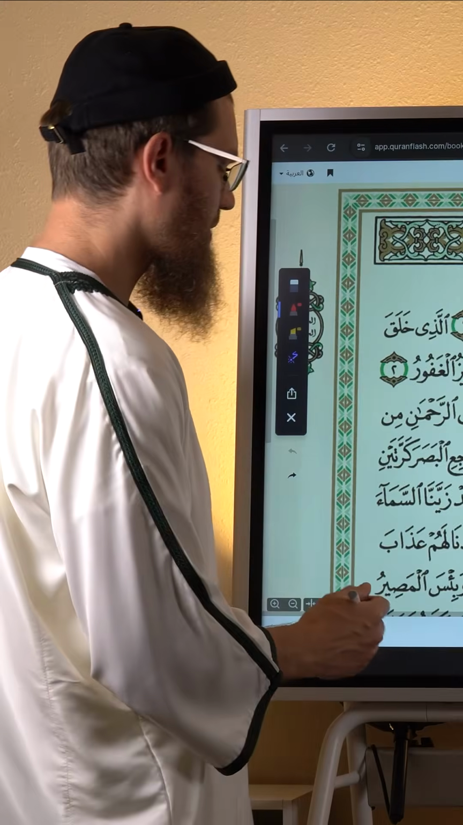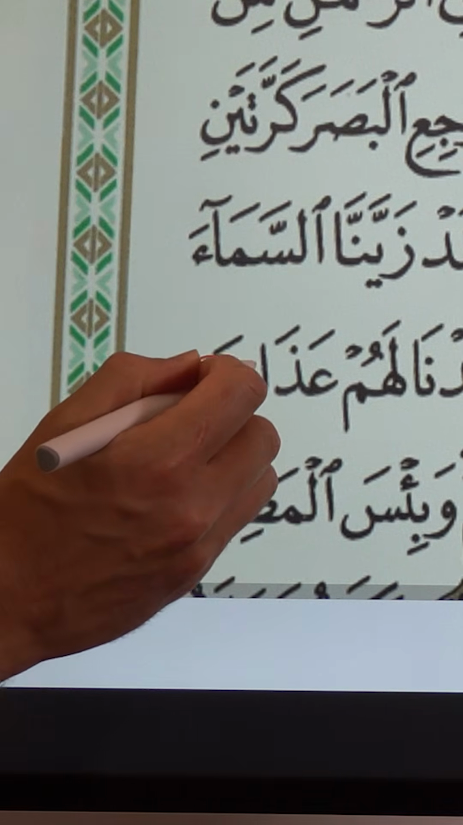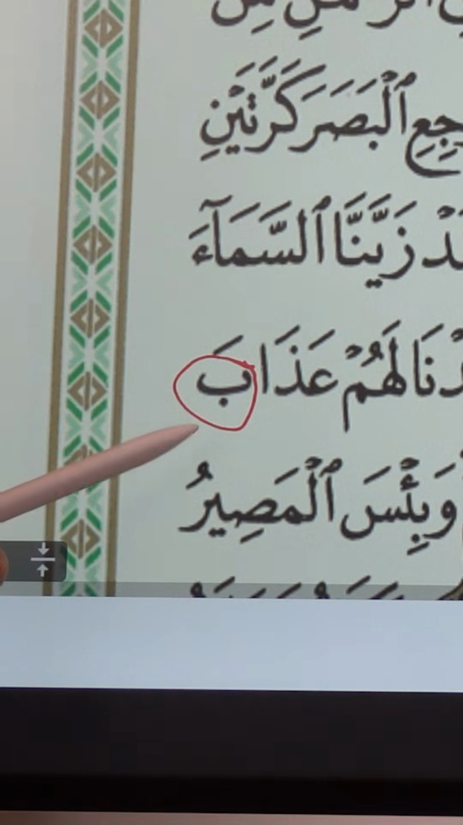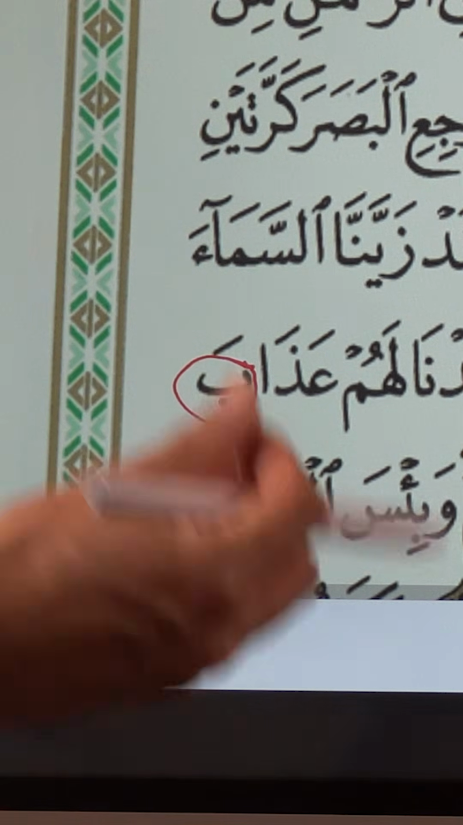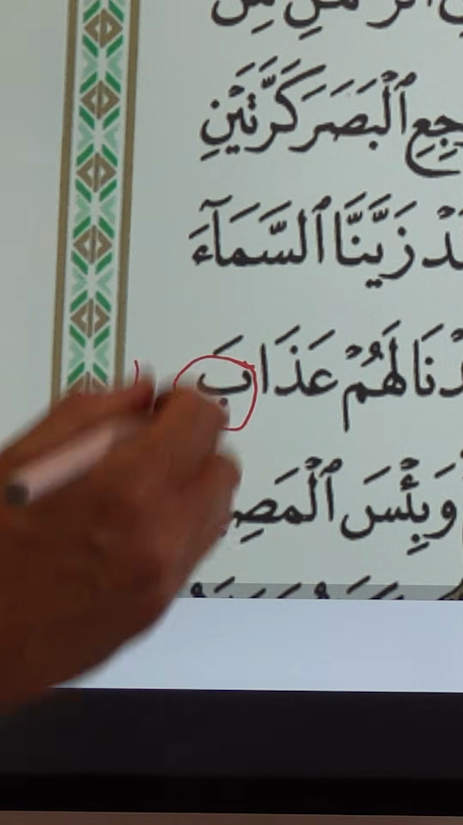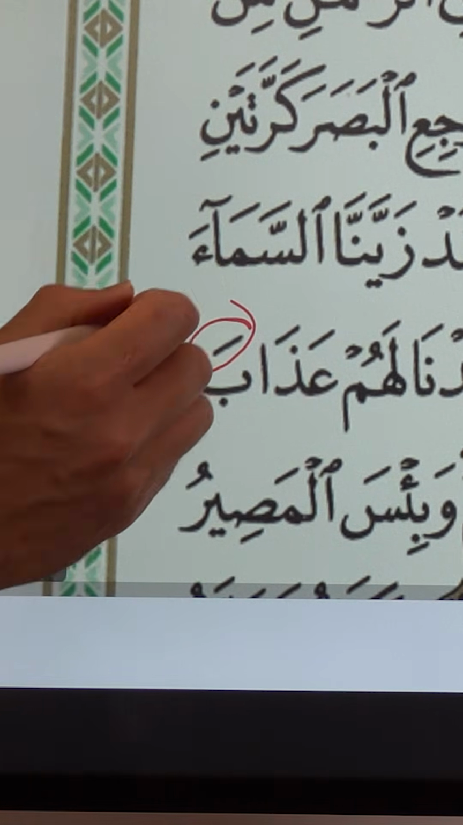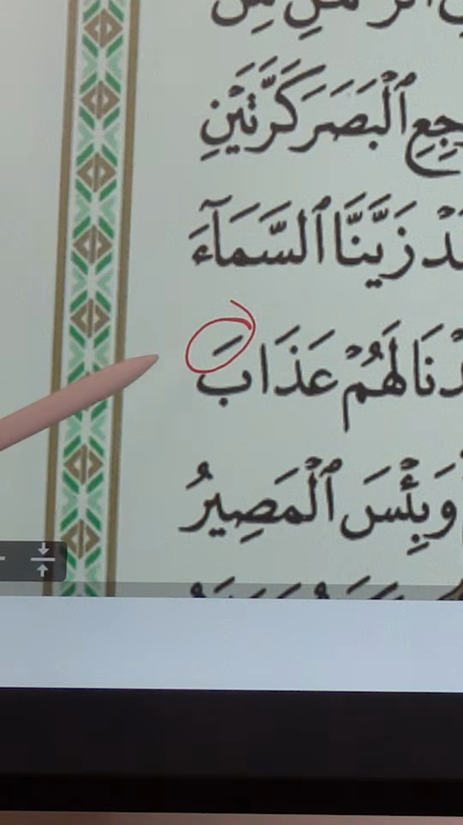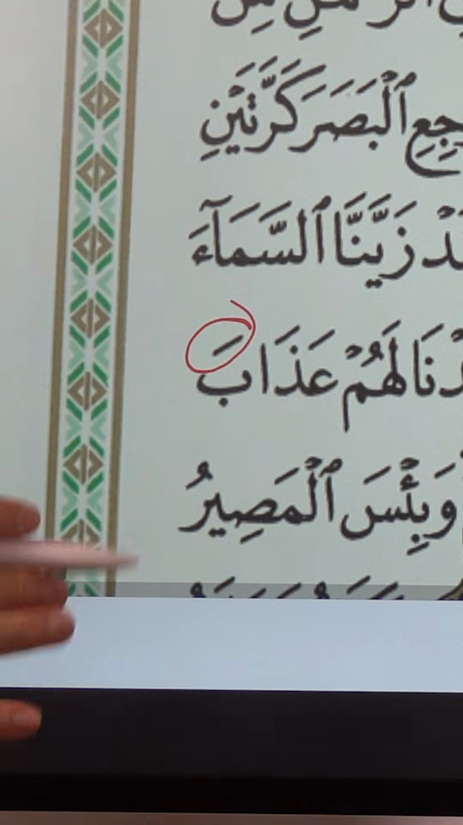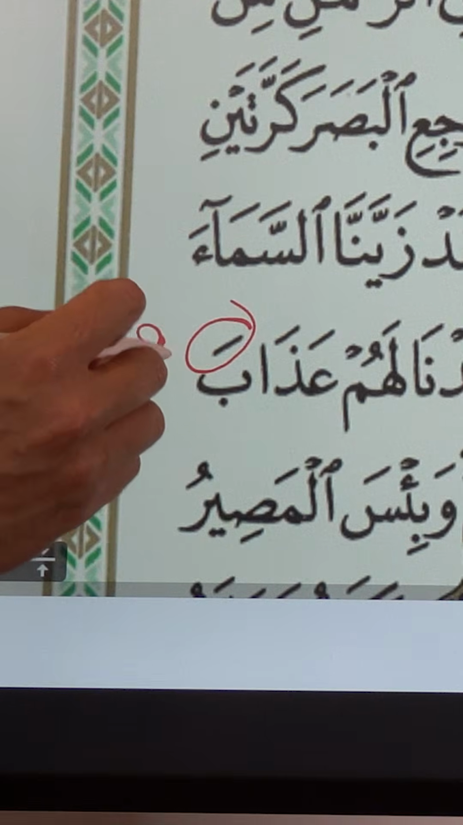So the first thing I'd like you to do is identify this letter. This is the letter ba. The letter ba sounds similar to the English B. Next, I'd like you to identify this haraka above the ba. A straight line written above a letter is called a fatha, and it sounds like the English A.